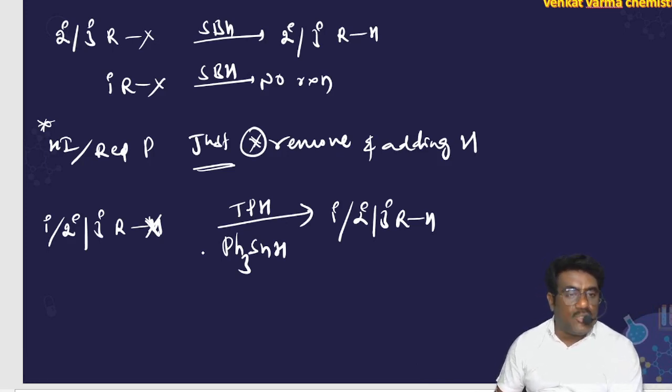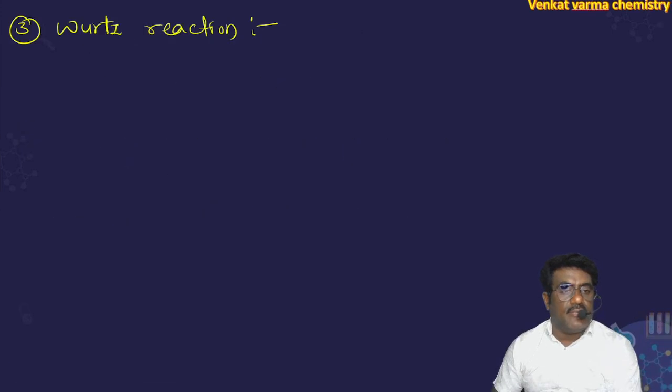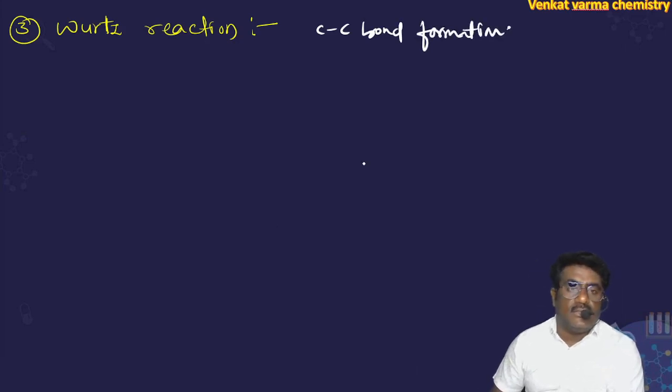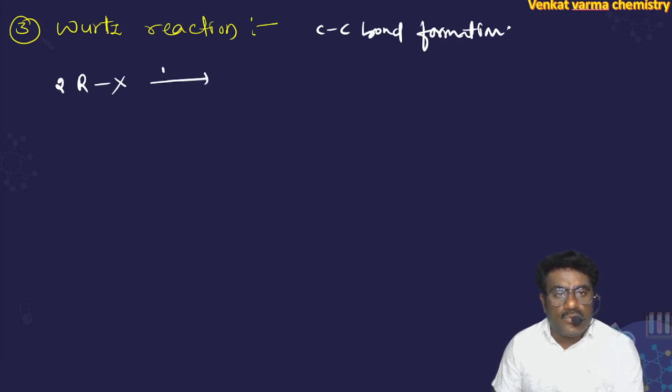Have a look at the next method. See, Wurtz reaction. What is Wurtz reaction? It is a carbon-carbon bond formation reaction. Generally, 2 moles of alkyl halide in presence of sodium in dry ether give alkane.